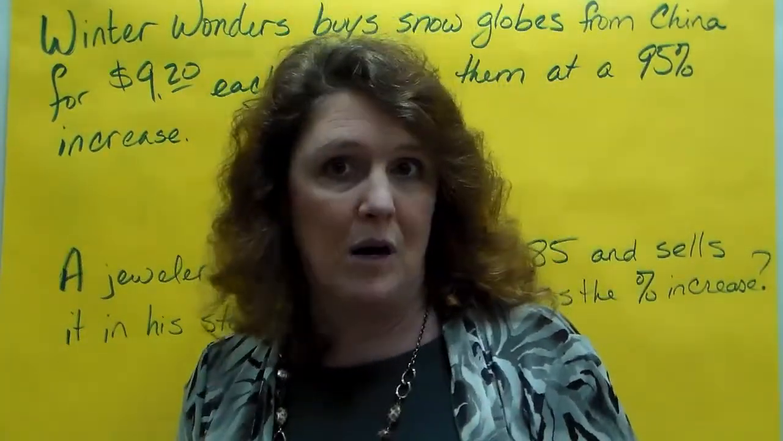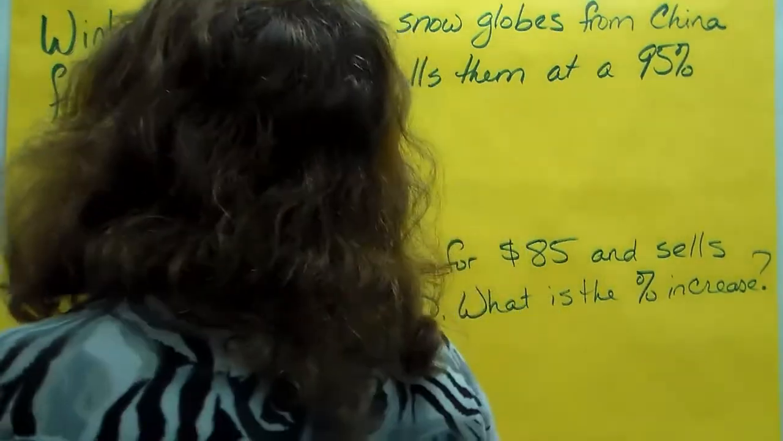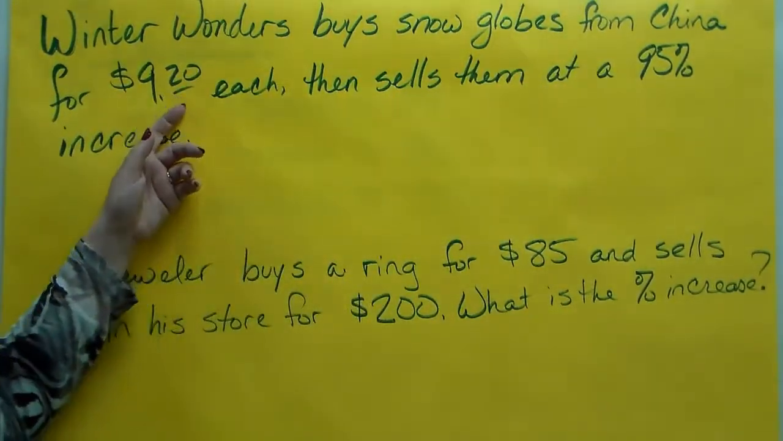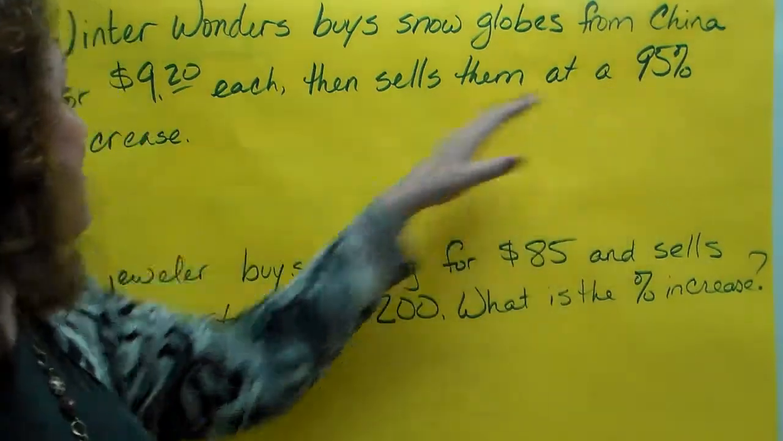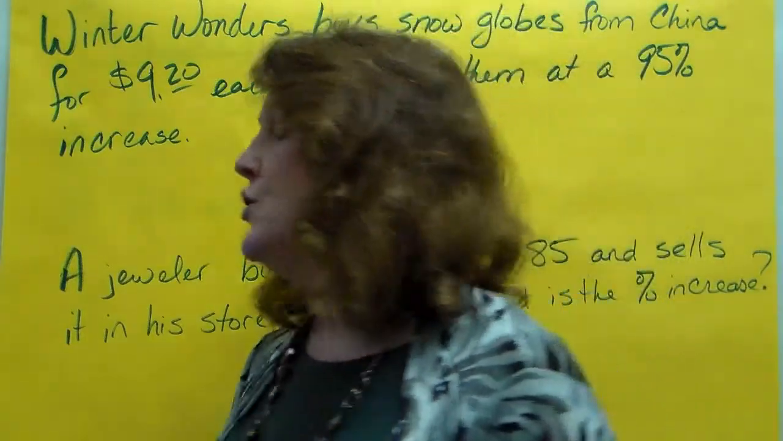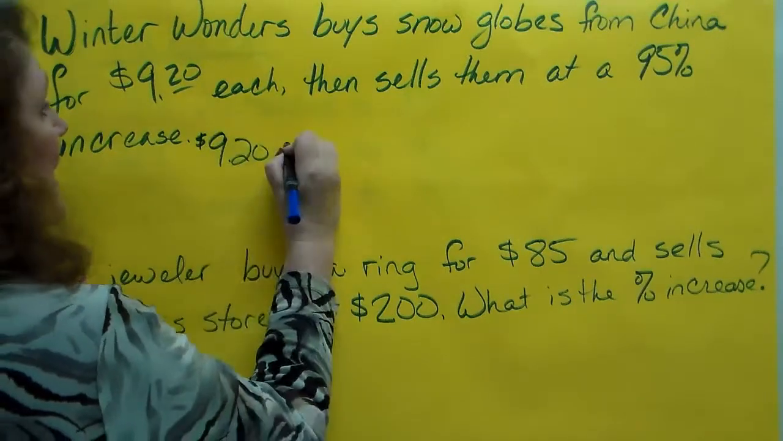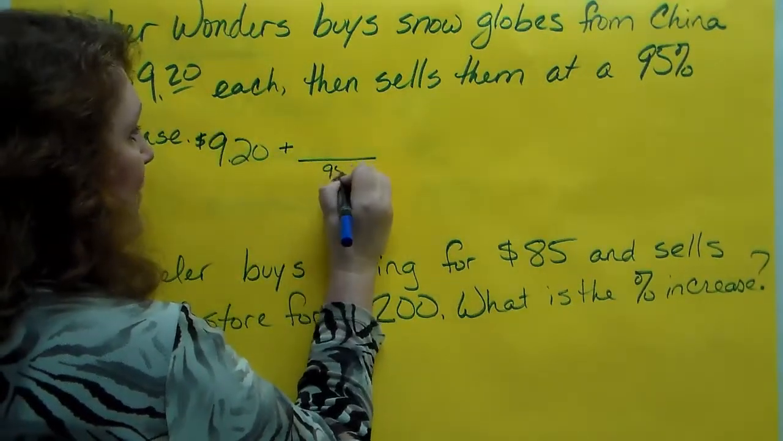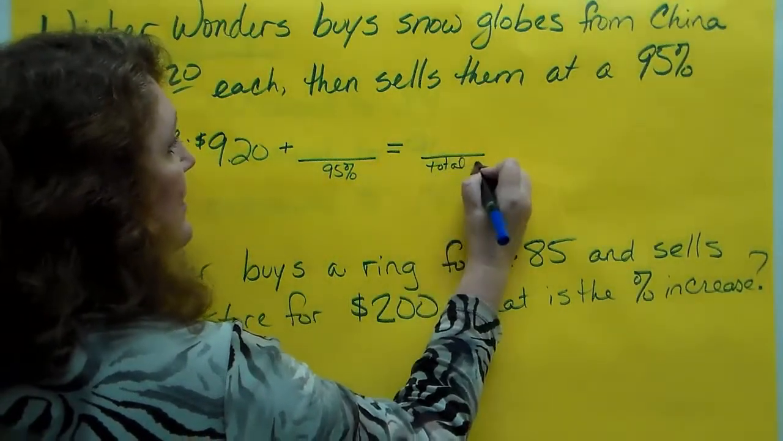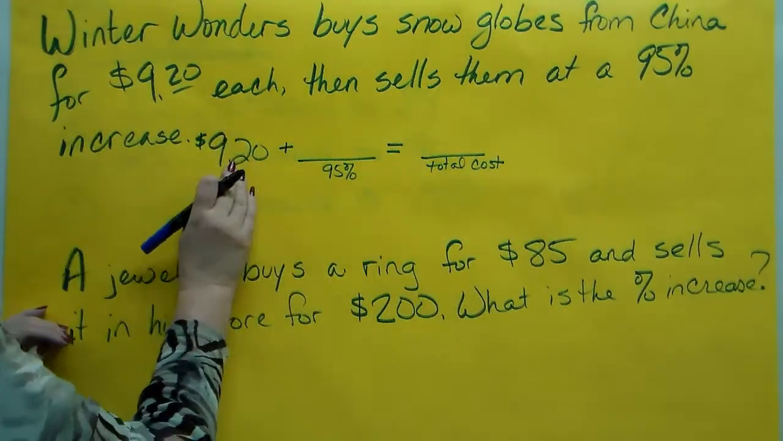Now we're going to look at some word problems. How does this look in the real world? So, we have a company called Winter Wonders, and they buy snow globes from China for $9.20 each. And then they sell them at a 95% increase. We have to figure out what the selling price is. So, we're going to start at $9.20, and we're going to increase it by whatever 95% is, and that's going to give us our total cost. So we have to find 95% of $9.20.